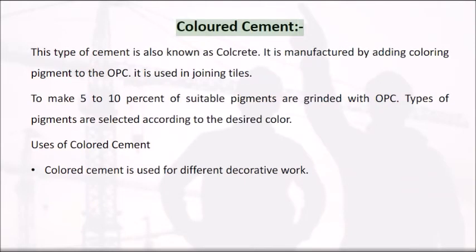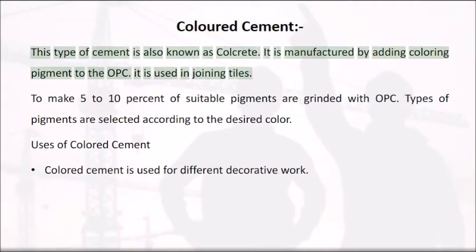Colored cement. This type of cement is also known as Calcrete. It is manufactured by adding coloring pigment to the OPC. It is used in joining tiles.